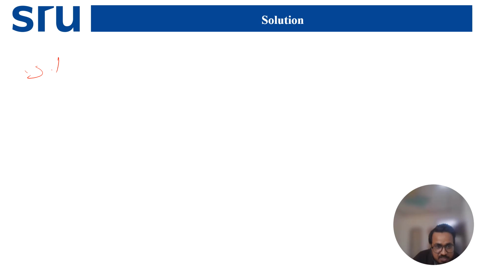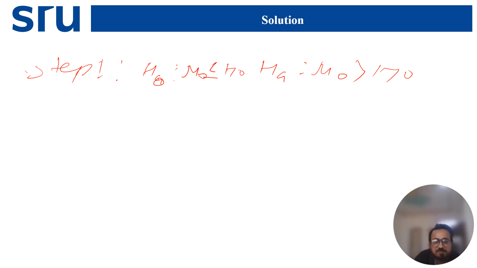Okay. So step 1, what is the alternative hypothesis? HA: mu is strictly greater than 170. So what will be the null hypothesis? H naught is just the complement of this one. So that's why this is mu less than or equal to 170. Okay. So this is a one tail test.